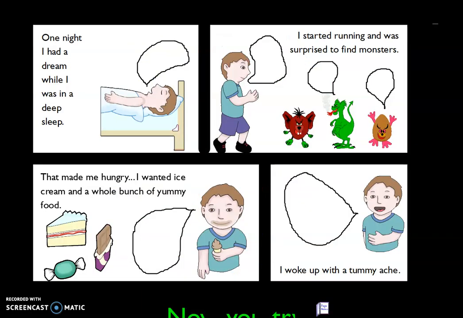Here's another onomatopoeia. You try figuring out what onomatopoeia you want to put in the dialogue boxes. One night I had a dream while I was in a deep sleep. What could we put there? Maybe zzz for sleeping. I started running and was surprised to find monsters. Ah, grrr.